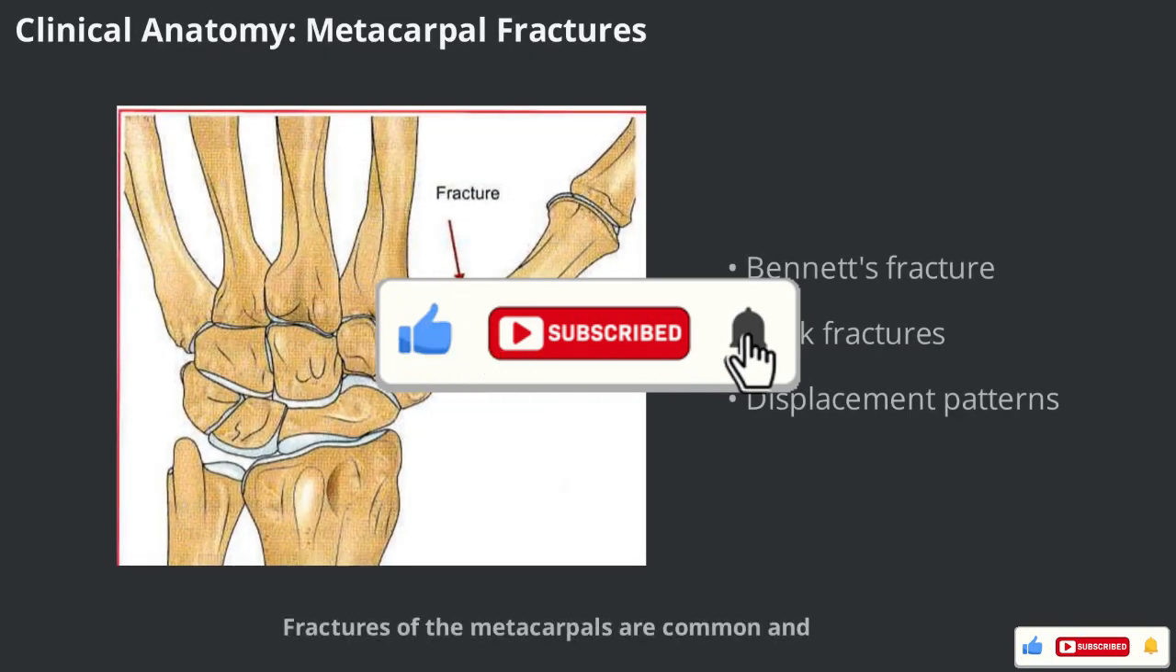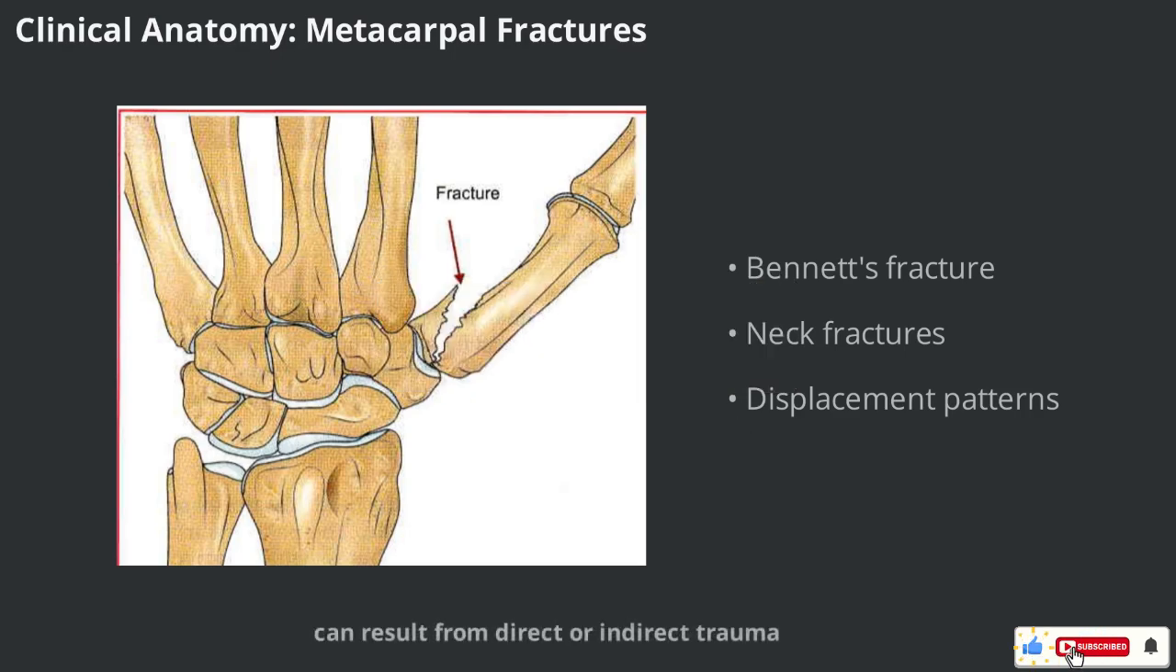Fractures of the metacarpals are common and can result from direct or indirect trauma. Bennett's fracture involves the base of the first metacarpal and impairs thumb opposition. Other metacarpals may fracture through the neck, often with forward or backward displacement. Recognizing these injuries and their mechanisms is essential for effective management and rehabilitation.